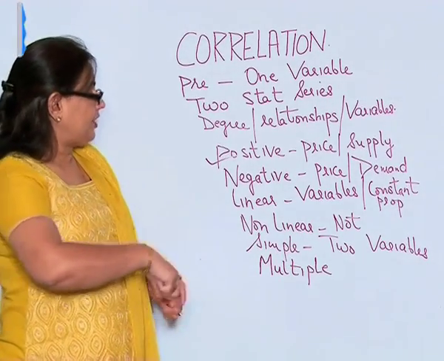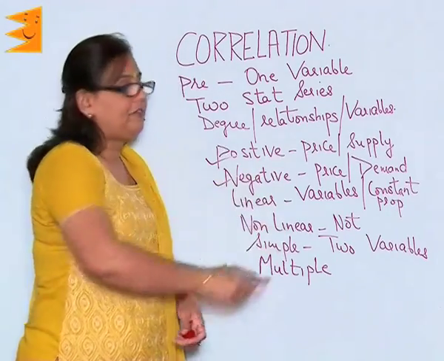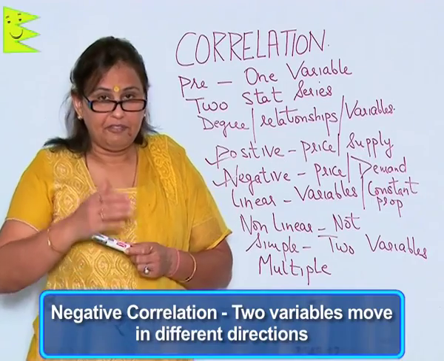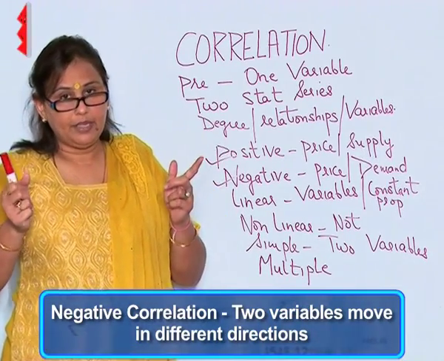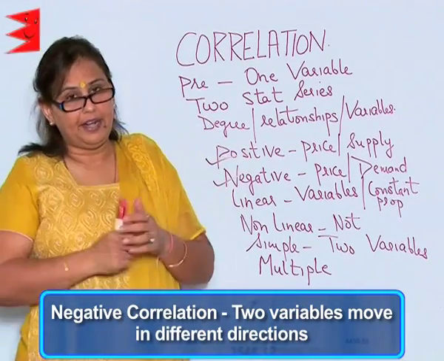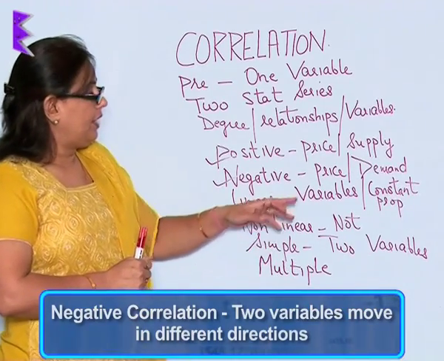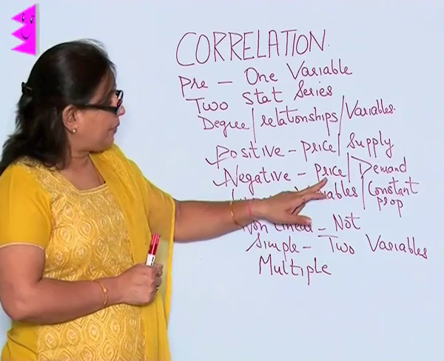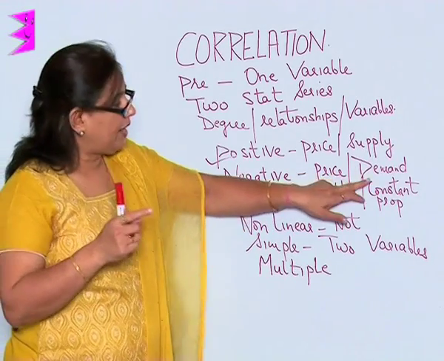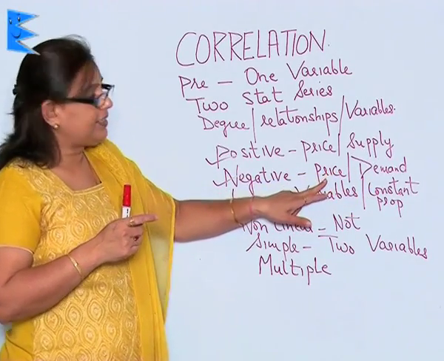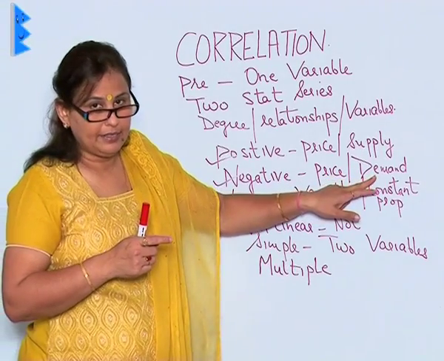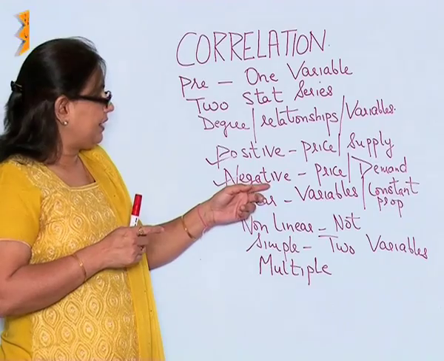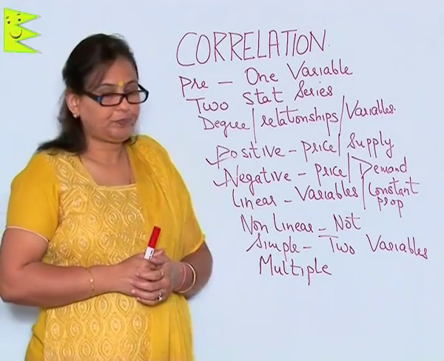The next relationship is the negative correlation. This negative correlation is when two variables move in different directions. For example, the study of price and demand. When the price rises, the demand dips. When the price dips, the demand rises. So they are moving in opposite directions, that is negative correlation.